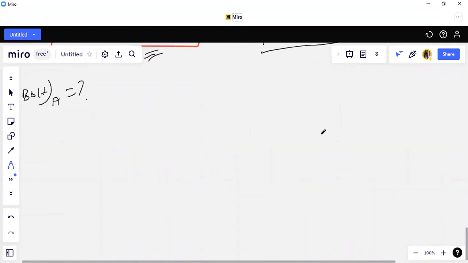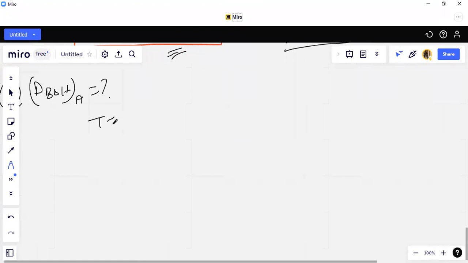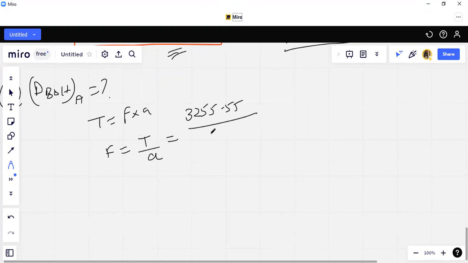Let's try. So what was the equation? Torque equal to force into A. So from this equation you can write force equal to torque divided by A, and this torque will be 3255.55 divided by the value of A, which is 0.11. That is 110 mm, so we have converted it in meter, 0.11 meter. The force is 29595.92 Newton.